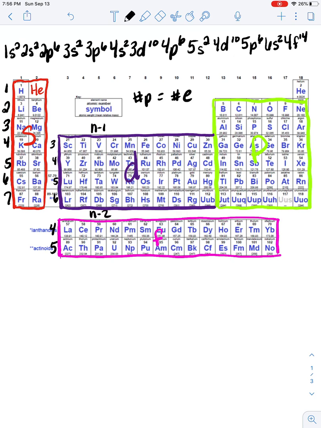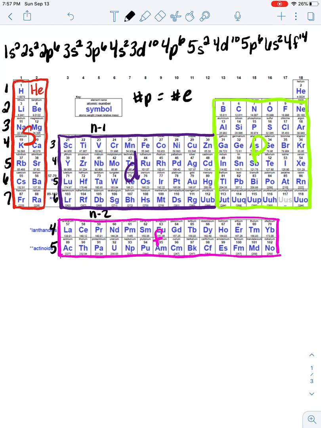If you remember, we call the rows periods and then the columns groups. We're going to be focusing on the periods today. So the number is the energy level or the period on the periodic table. The S, P, D, and F are these different sublevels, and they are represented on the periodic table. And then you've got the exponents, and the exponents are the number of electrons that are in that particular level.